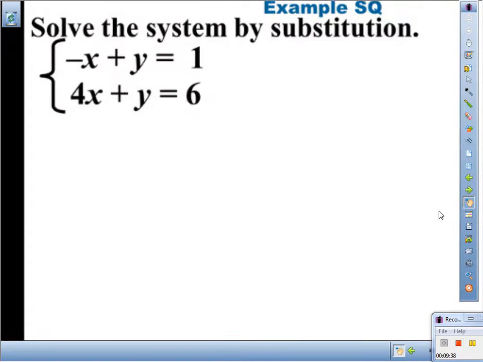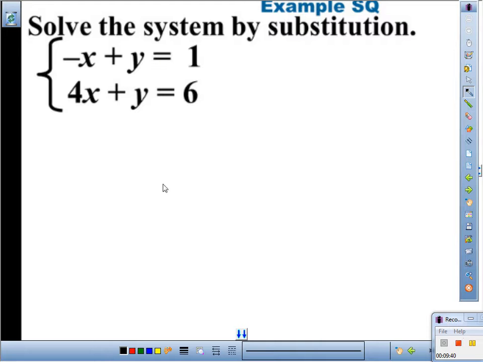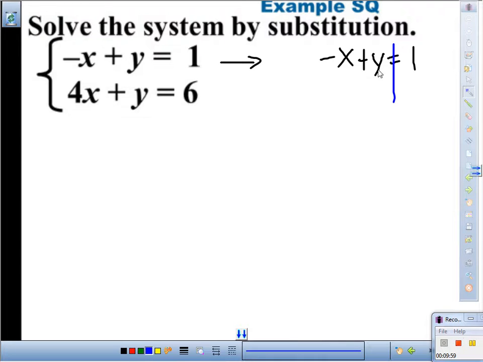Therefore, with that said, put your utensils down, look up to the screen. Which equation do you want me to use? The first one? Okay, I'm going to use the first one. Don't write this down, you're just paying attention. Negative x plus y equals 1. So, I need to solve the first equation for one variable. Which variable do you want me to solve for? Y or x? Okay, so I need to leave y by itself, so what do I do? Plus x, plus x. That leaves me with y equals x plus 1.